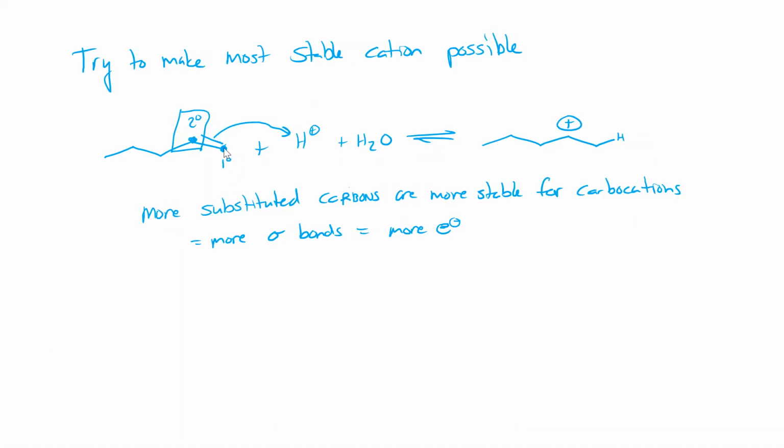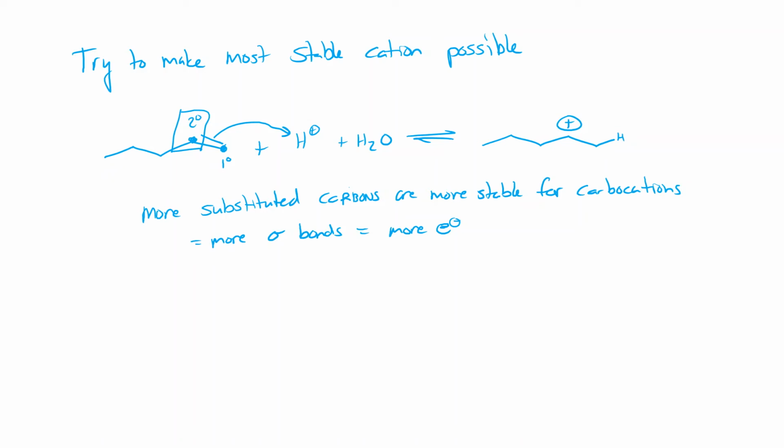At this primary position, there's only 2 hydrogens and 1 carbon-carbon sigma bond. And so that position is not terribly stable for a carbocation because it doesn't have any electrons to balance out that positive charge. A secondary position, you have a hydrogen, but you also have 2 carbon-carbon bonds, and those carbons have other bonds to them. And so you have more electrons surrounding that secondary position, and that makes the secondary carbocation more stable.